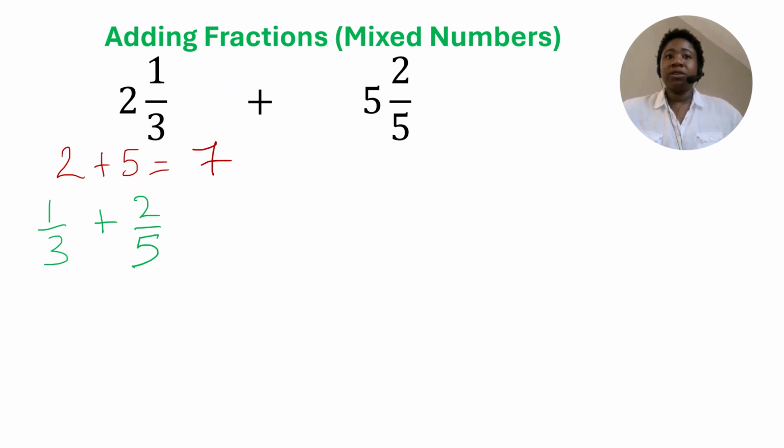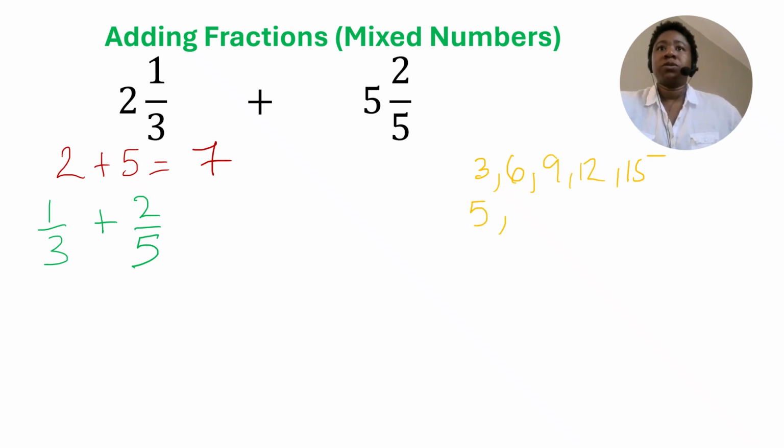We'll realize that they don't have a common denominator, so we can't just go ahead and add the numerators. We need to establish a common denominator between both fractions. So we start with 3, and we'll skip count 6, 9, 12, 15. And the second fraction has a denominator of 5. So we'll go ahead with our multiples, 5, 10, 15. All right, so we see that the lowest common denominator will be 15.